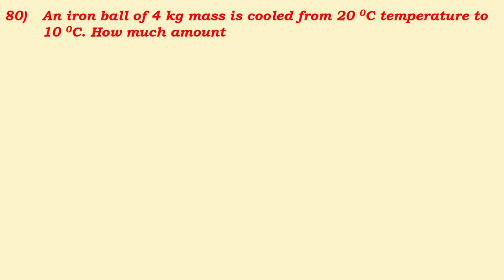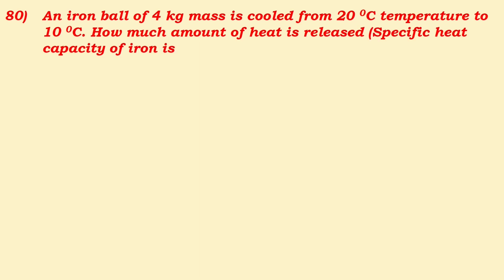An iron ball of 4 kg mass is cooled from 20 degrees Celsius temperature to 10 degrees Celsius. How much amount of heat is released? Specific heat capacity is also given. Specific heat capacity of iron is 460 joule per kg degree Celsius. This numerical is a little different from the others because here heat released is asked.